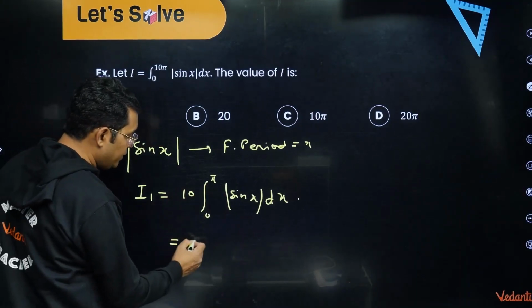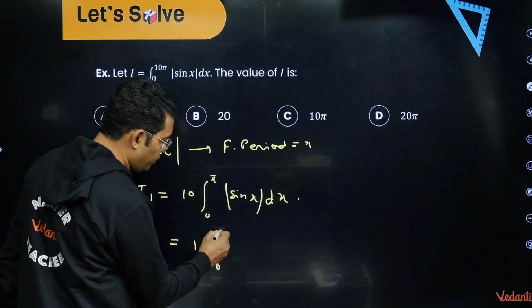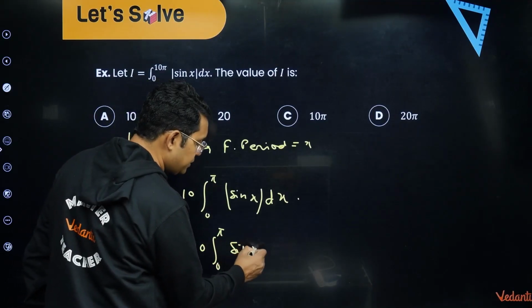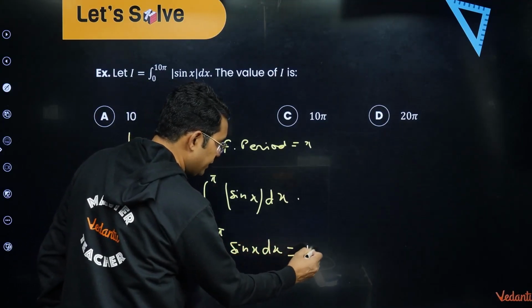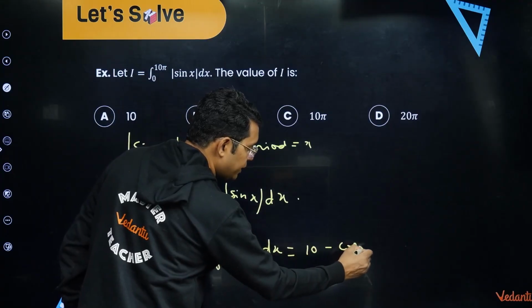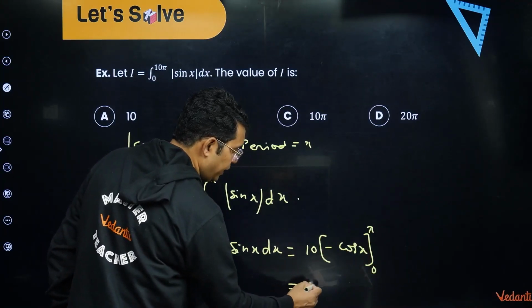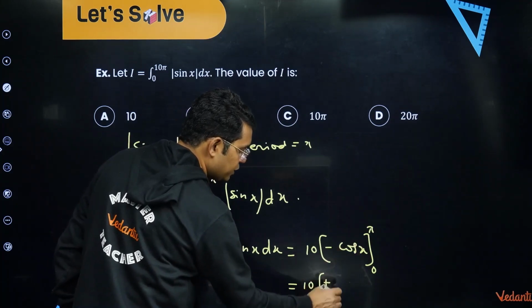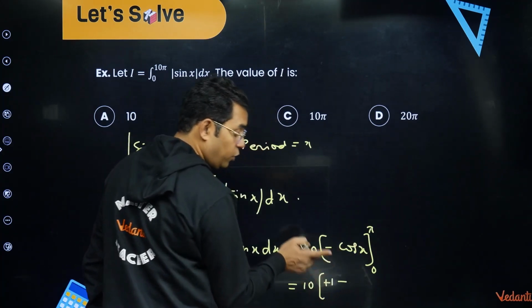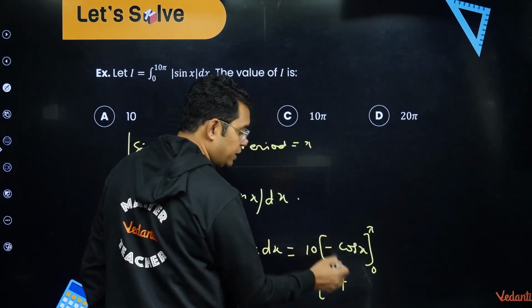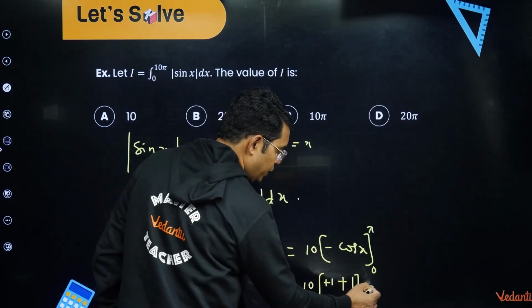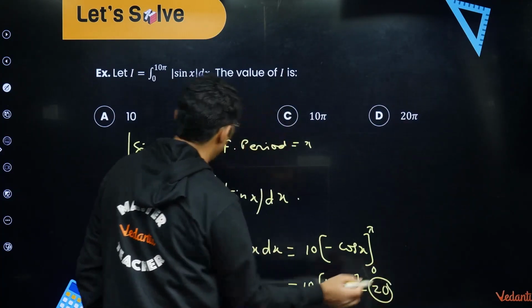Between 0 to pi, sin x is actually positive. So from 0 to pi, it will be just sin x dx. Integration will be minus cos x, and we put the limit from 0 to pi. This will be 10 into, for pi it will be minus minus plus 1, and then minus for the lower limit, and this minus sign for this. Putting 0 will give you 1. So the answer is 20 for this question.